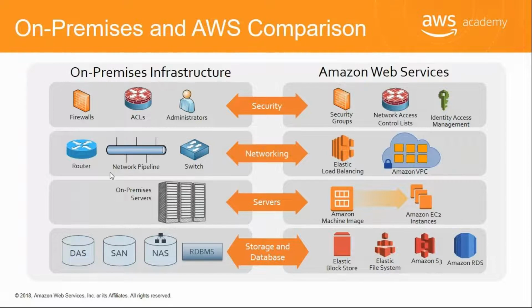So on the network side, a router, network pipeline, switches, we have Elastic Load Balancing and Amazon Virtual Private Cloud in AWS. On-premises servers, we have Amazon Machine Image, which we can call an EC2 instance. So that service replaces the on-premises server. Then storage and database, DAS, SAN, NAS, we have Elastic Block Storage, Elastic File System, Amazon S3, and Amazon RDS.